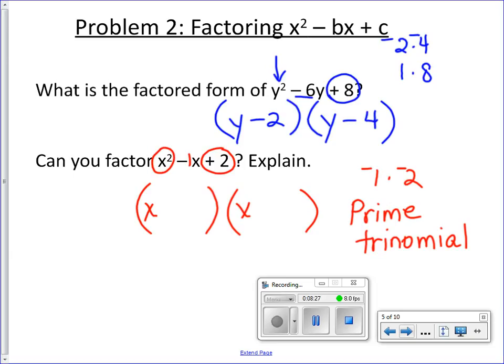We know that negative 1 times negative 2 would be positive 2, but when we add them up, negative 1 plus negative 2 is negative 3. And we certainly don't have a negative 3 here in the middle. The only other two factors that will give us a positive 2 is a positive 2 times 1. And, of course, 2 plus 1 gives us a positive 3. So we don't have any factors that will work.